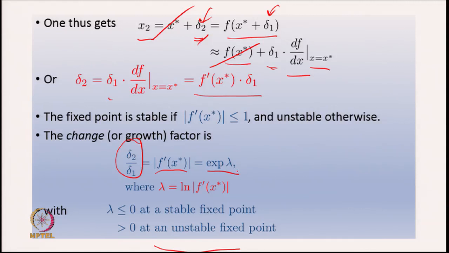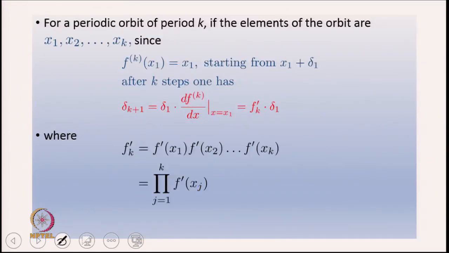And so, this quantity lambda being bigger than 0 or less than 0 is more or less the same as f prime being less than 1 in modulus, but this can generalize. So, if we now look at a periodic orbit of period k, and if the elements of the orbit are x 1, x 2, etc., all the way up till x sub k, now f to the k of x 1 is equal to x 1, that is the statement of the periodic orbit.